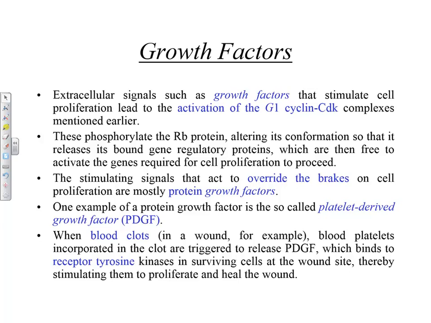Again, it's basically a receptor on the cell membrane. And it's a kinase because it is going to cause some phosphorylation reactions inside. Tyrosine because the predominant amino acid in that alpha helix is tyrosine. So it'll bind over there, and that'll stimulate the surviving cells at the wound site to divide. And that's how the wound heals.